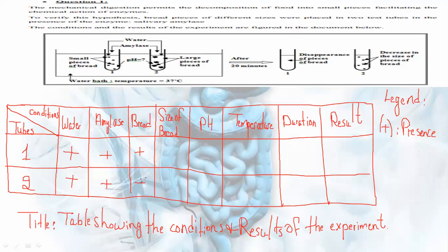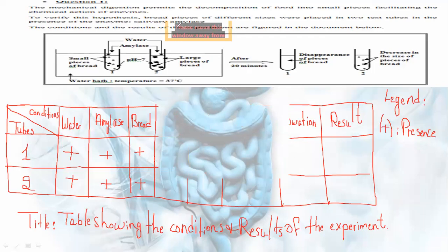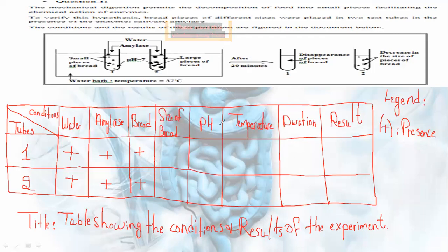Size of the bread in tube 1 and tube 2: one large and one small. Which one is large? The large is tube 2 and the small is tube 1. Size of bread, large piece, and here it's small piece. Thank you, Ismail. Let's move to Abbas. Abbas, pH in tube 1 and tube 2? It's 7, and here it's 7. Temperature, Abbas? 37 degrees Celsius. Very good.